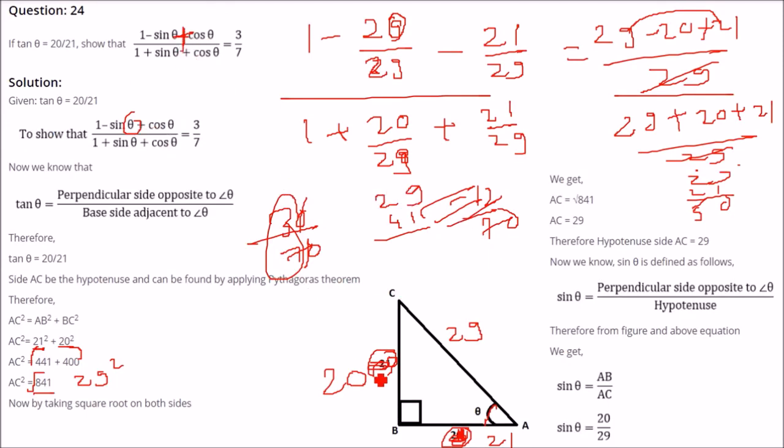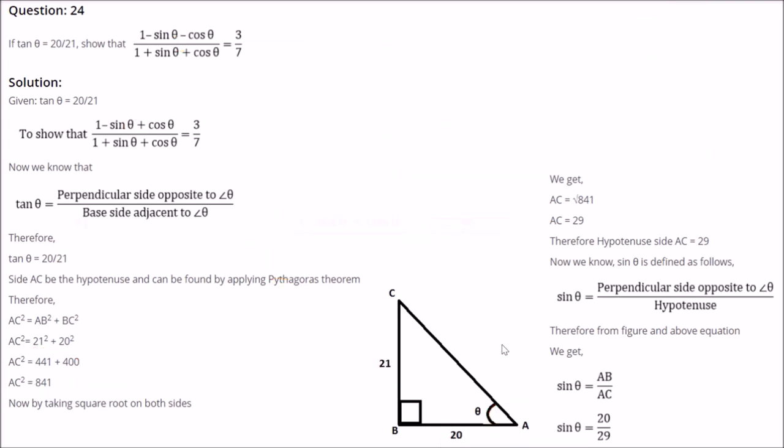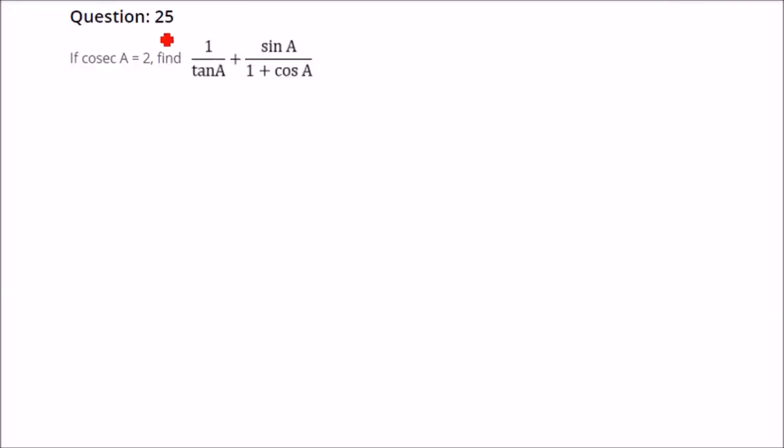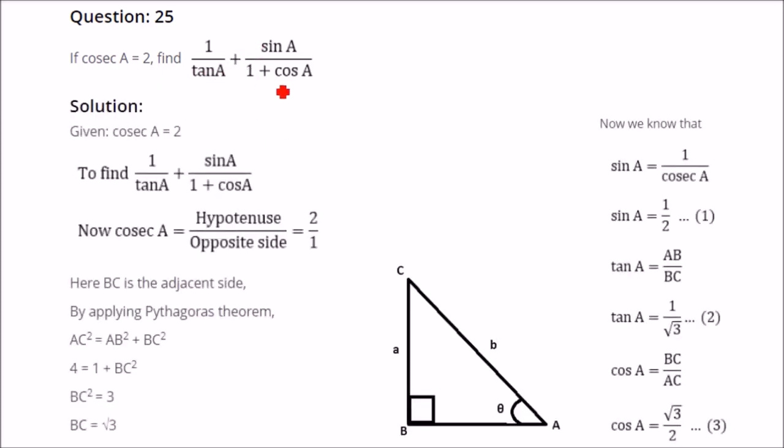There is one more thing. This is 20 and this is 21. There are just a few changes. Cos A equal to 1 by 2. Find 1 by tan A plus sin A by 1 plus cos A. So what do you get here?